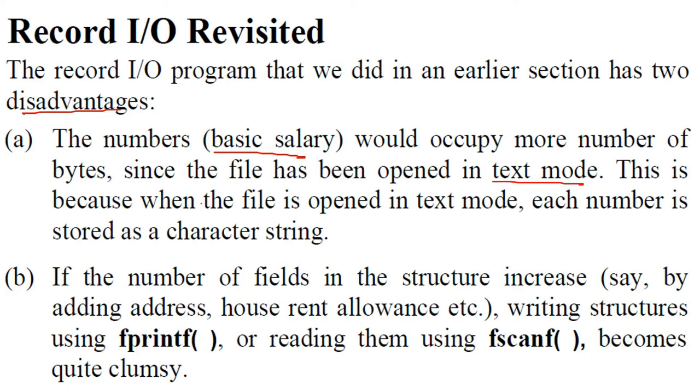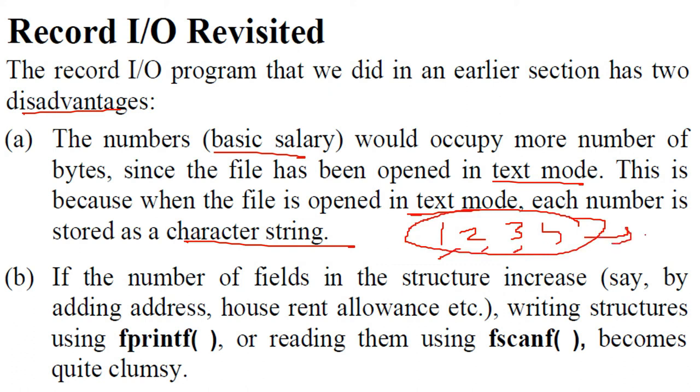This is because when the file is opened in text mode, each number is stored as a character string, like 1, 2, 3, 4. So that means 4 bytes will be taken, but this is an integer. Essentially it should take 2 bytes.